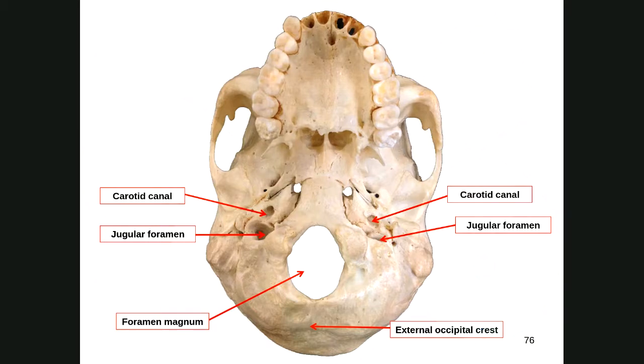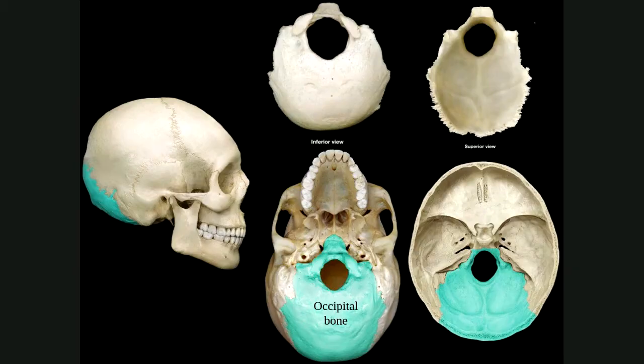All right, on to the occipital bone. Here you can see the occipital bone on the bottom portion of the skull on the inferior view. So it makes up basically the base of the skull. You can see it here on the lateral side. And then on the internal cranial base view here, you can see how much it makes up down in here.